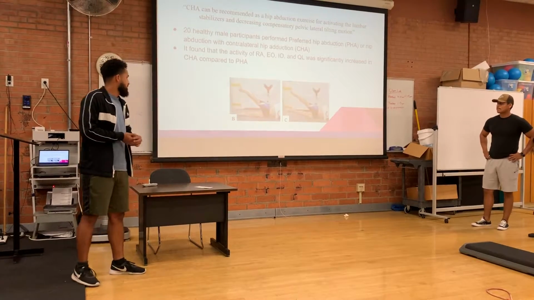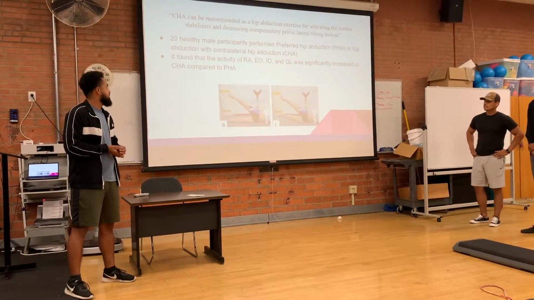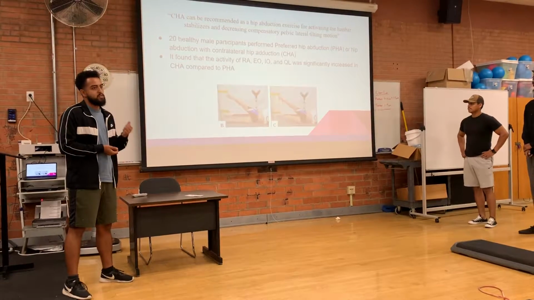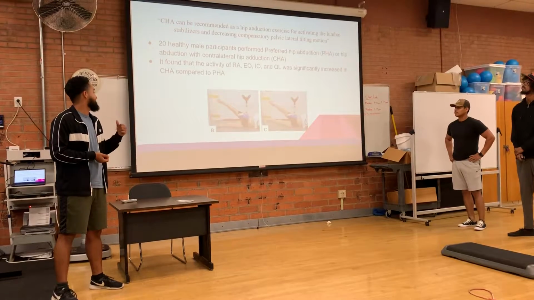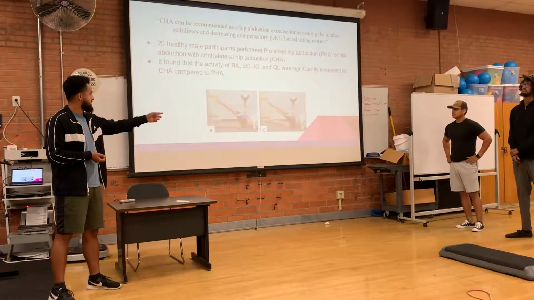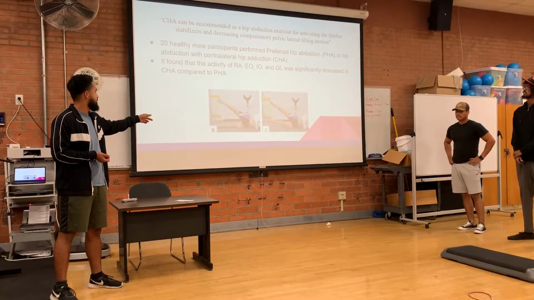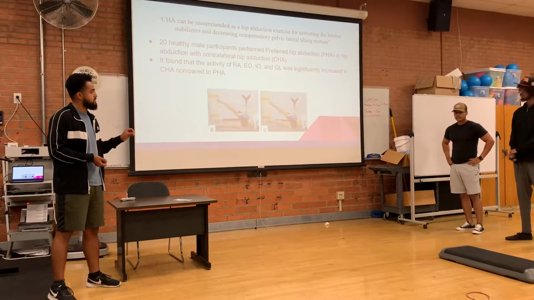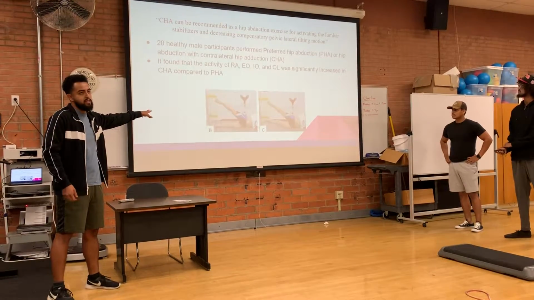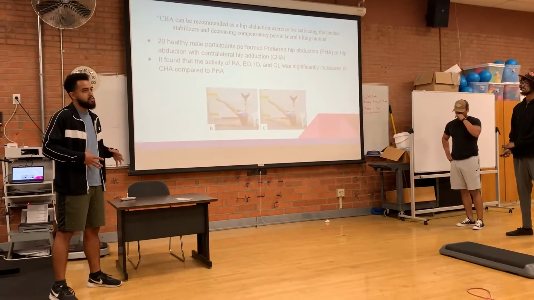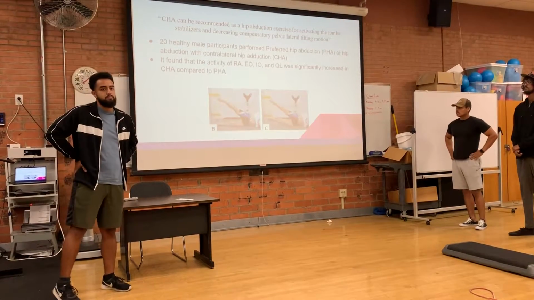Using EMG, they found that the activity of the rectus abdominis, external obliques, internal obliques, and the quadratus lumborum was significantly increased in C, otherwise known as CHA, compared to preferred hip abduction. So this exercise tends to be more beneficial in strengthening the QL and other lumbar stabilizers, which has been shown to be beneficial in decreasing some of that lateral pelvic tilt.